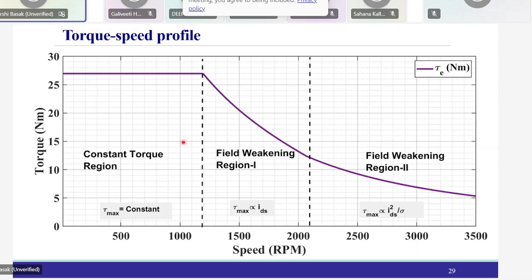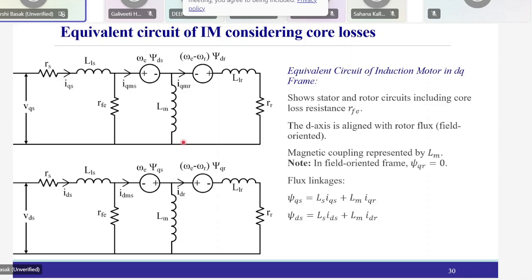So one thing we can do is what is called efficiency optimized control. If it is not operating in the rated condition, we can go for efficiency optimization, or what is called a loss minimization algorithm. To do the loss minimization, first of all we need to model the core losses also. So we need to do a mathematical modeling of the core loss.